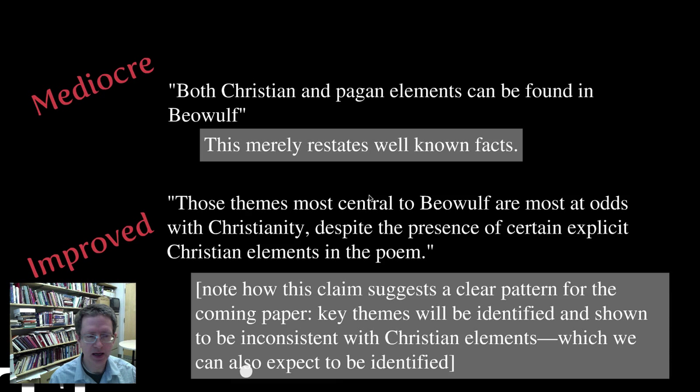This is an example of how it outlines things. Key themes will be identified and shown to be inconsistent with Christian elements, which we can also expect to be identified. One other thing I'd like to point out about this particular one is that the although clause, which in this case is a despite clause, is delayed. It's put after, right? And also notice that there is no because clause.